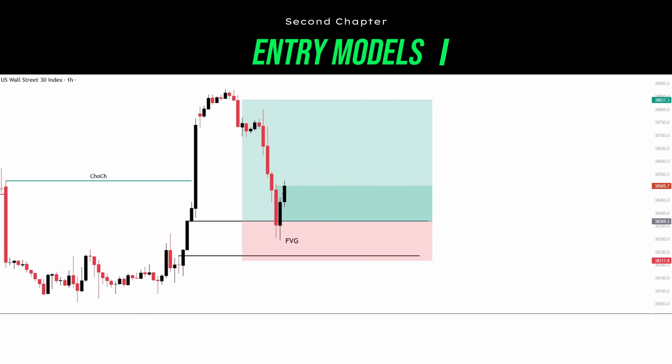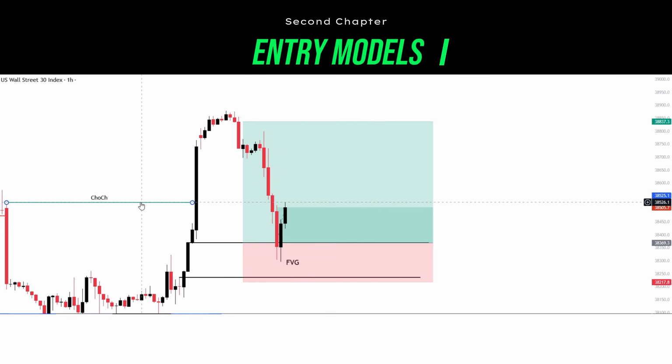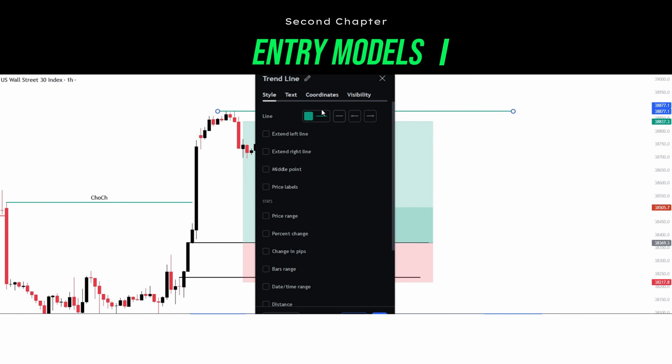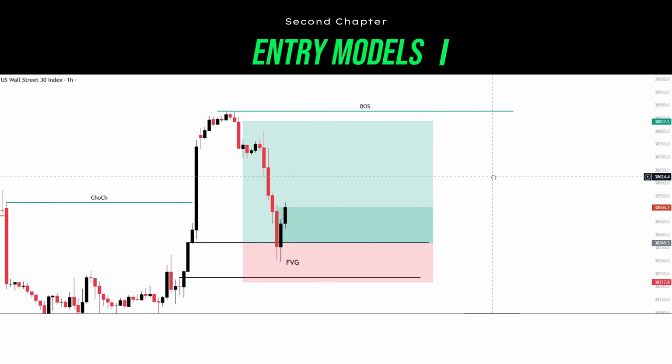Good. The position got filled, and notice the immediate reaction to the upside. We are looking for the price to break the highs, so essentially we want the market to create a bullish break of structure, since the market has changed character from a bearish standpoint into a bullish one.